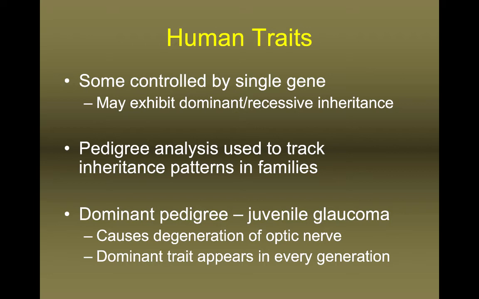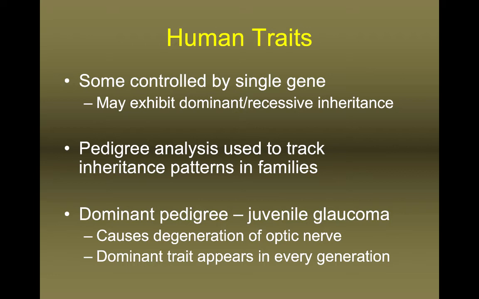So if you have a pedigree where we're looking at a dominant trait, you would expect to find that trait showing up in every generation of that family. For a dominant trait, it doesn't skip generations, and a good example of that is juvenile glaucoma. This one has a very negative effect on the phenotype in that it causes blindness by causing a breakdown of the optic nerve. If a family has it in their gene pool, it tends to show up in every generation because, again, you only need one copy of it to be expressed.